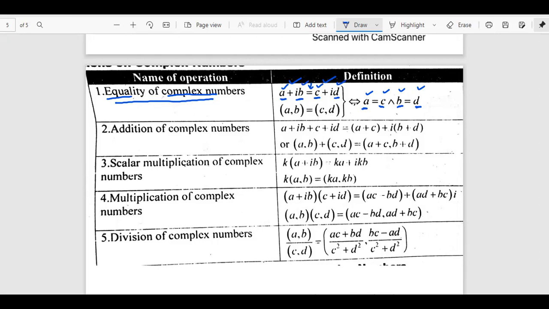Yes. Very good. Then addition of complex numbers. For adding complex numbers, you should know that you can only add real part and real part. Like if this is a complex number and if this is a complex number, you can only add real and real, and you can only add imaginary and imaginary, right? So you have only added real and real, imaginary and imaginary, right? So is this thing clear?